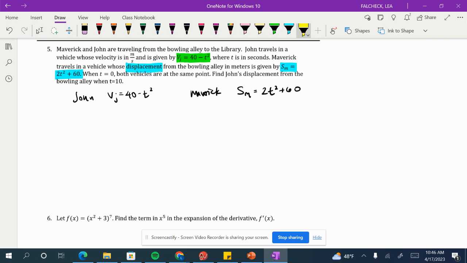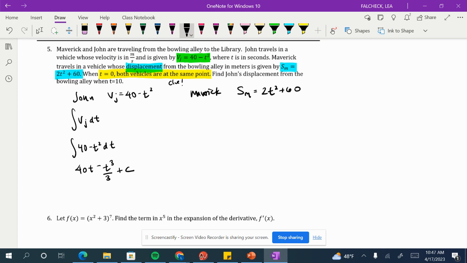When t equals 0, both vehicles are at the same point. This is a sneaky little clue. Find John's displacement from the bowling alley when t equals 10. To find John's displacement, we need John's displacement function. To get from the velocity function to the displacement function, we integrate the velocity function with respect to time. We should get 40t minus t cubed over 3 plus c.